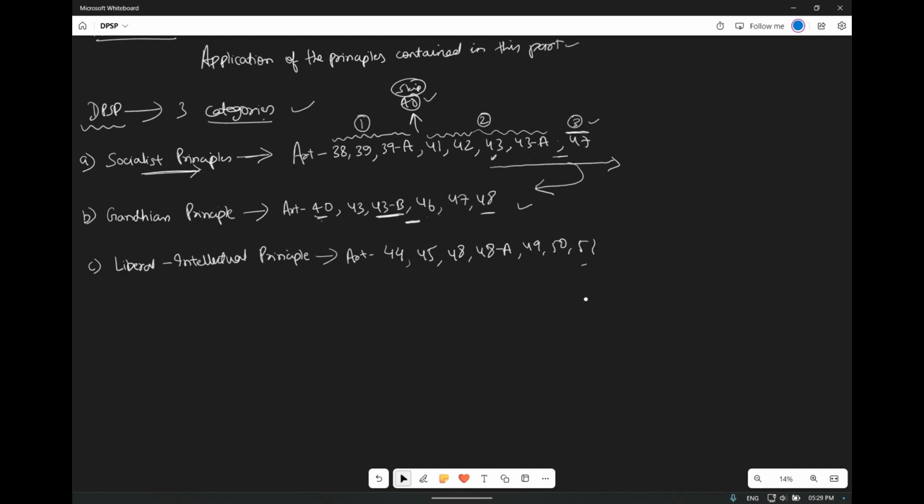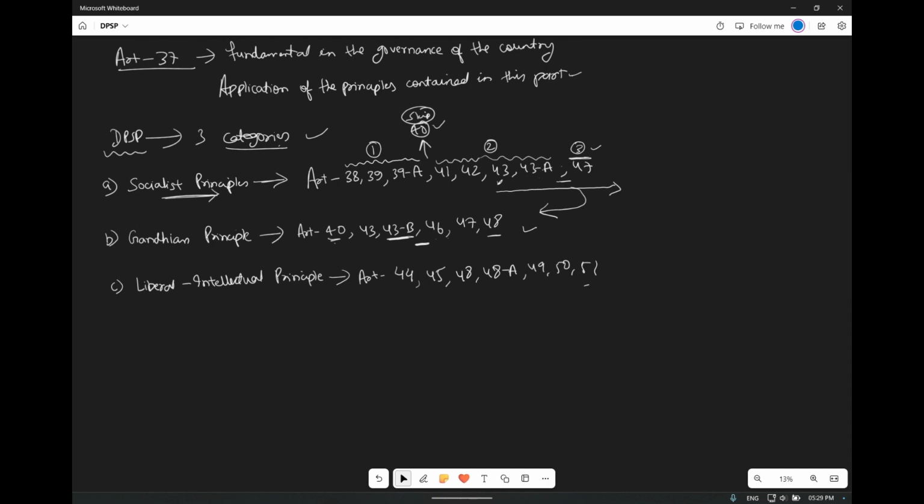Okay, 44 we are not using here. After 48, then 43B, and here whatever things are left, just write them: 44, 45, 48, 48A, 49, 50, 51. Okay, so if you go through it multiple times you will be able to recall it.